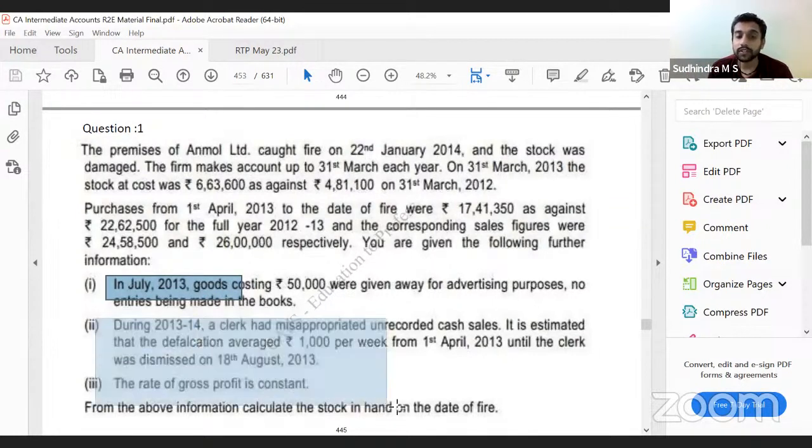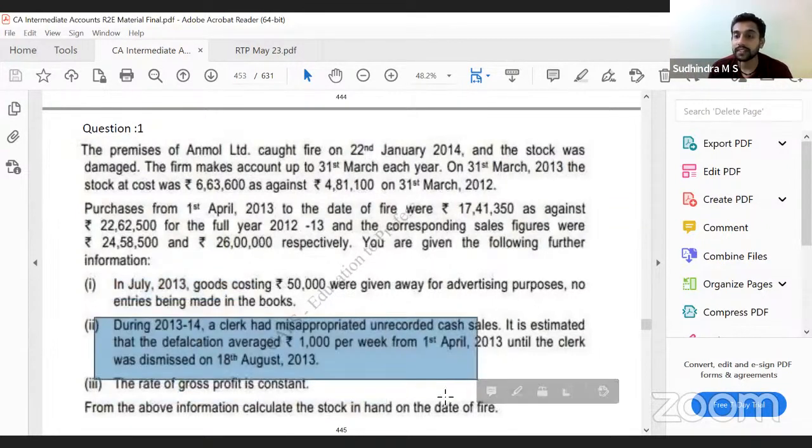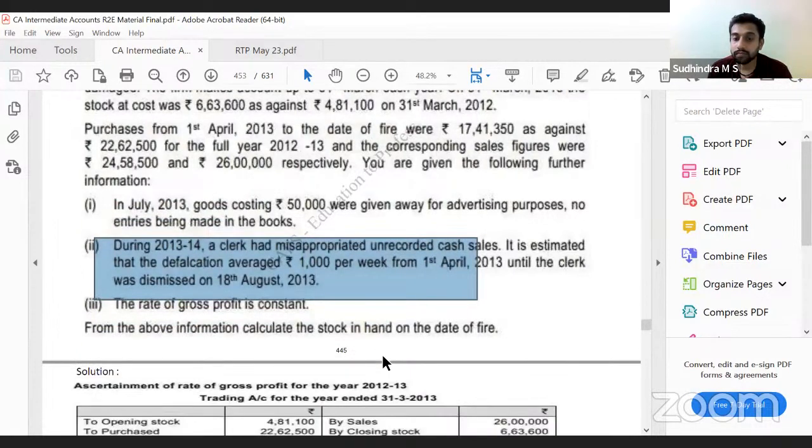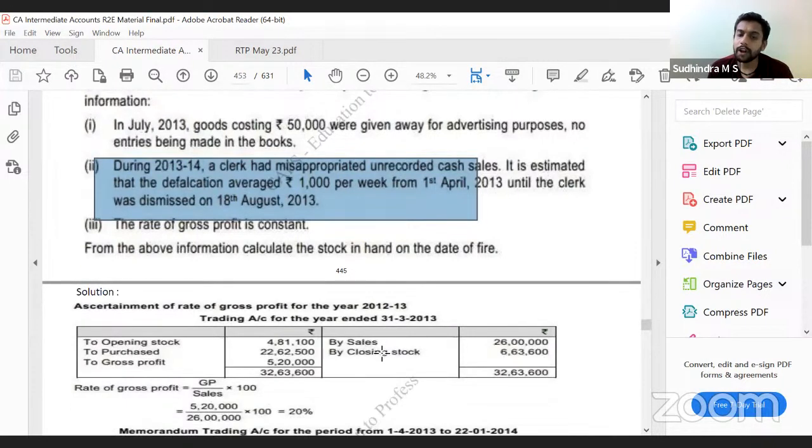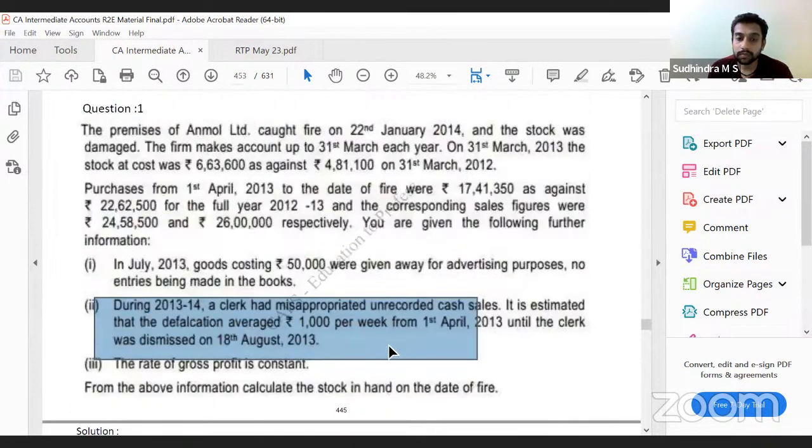Now what happens to this misappropriation of cash sales? Abnormal loss. So what do we do? On the credit side? Sir, those cash sales have not been recorded. So the goods have already gone out. So we have to add. We have to add where? To the sales. Very good.